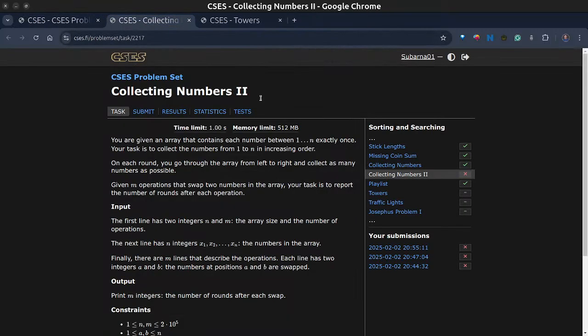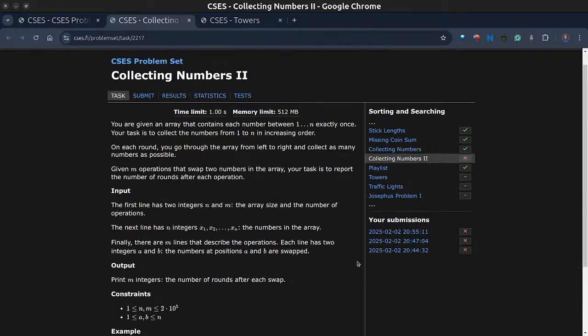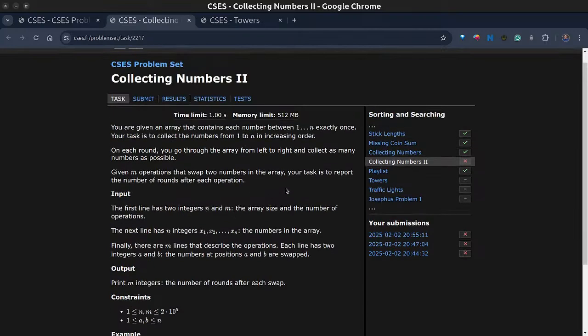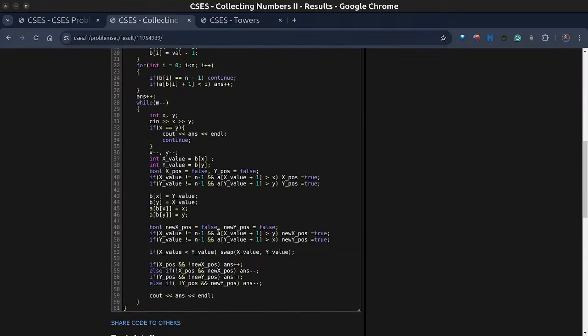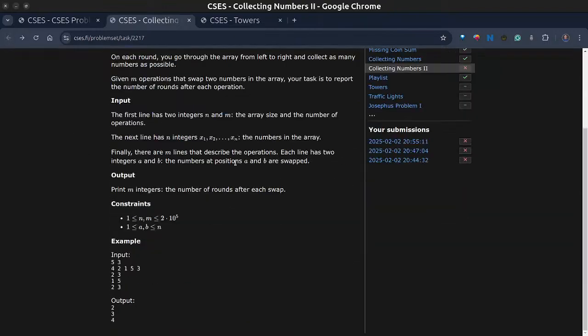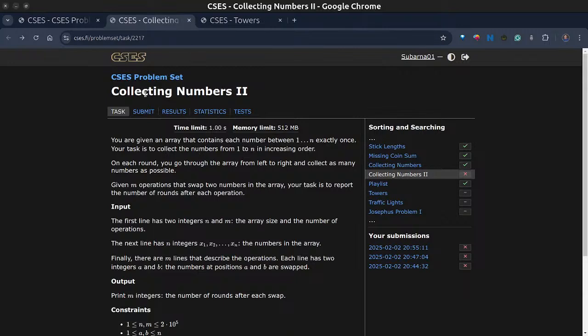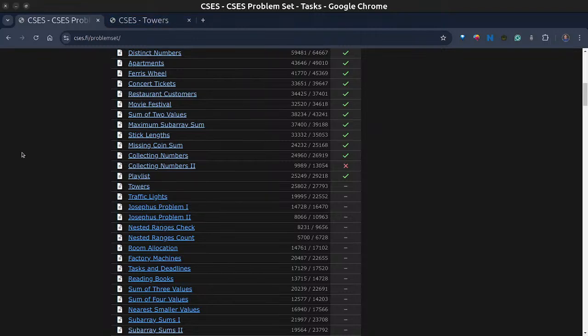I want to solve this collecting numbers 2 by myself, so I haven't checked anything after the live stream. Yesterday in the live stream, we checked how the solution is going to look like, and it was somehow a complicated one, not the easiest one like I tried solving here. So today I will not be solving this one. I only was solving one, so let's move on.